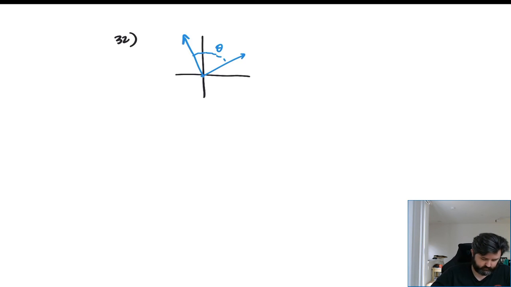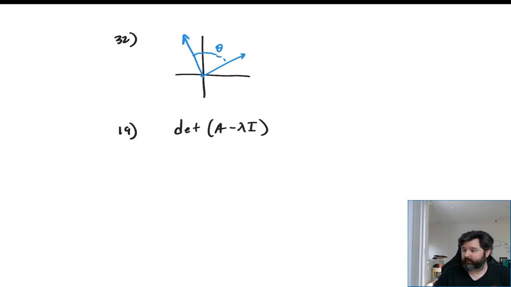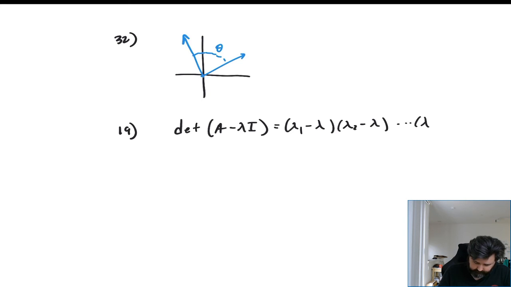Oh, sure. Yeah, this is actually probably easier than you think. So for 19, we know that the characteristic polynomial, since the matrix has n eigenvalues, is an nth degree polynomial, right? And if it's an nth degree polynomial, we can factor it to look like this. It's lambda 1 minus lambda, lambda 2 minus lambda, all the way through lambda n minus lambda. So you have that polynomial, right?